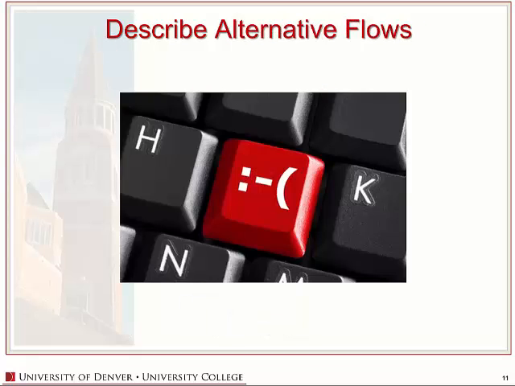Each use case must also describe the alternative flows. Oftentimes, users or customers do things that we don't expect. And when they do, we need to describe what will happen. What will our strategic initiative do in response to some sort of unexpected input or action?